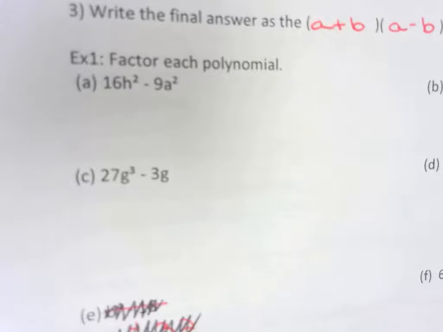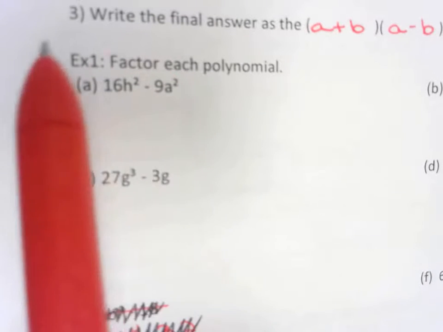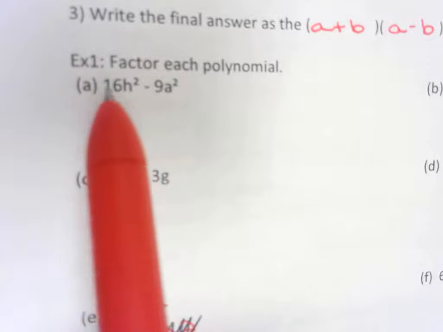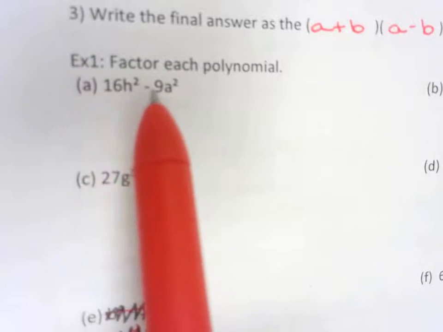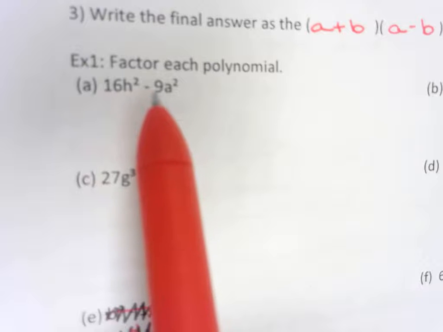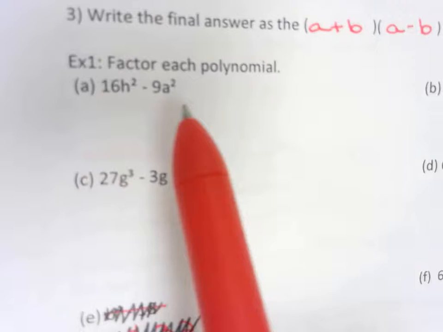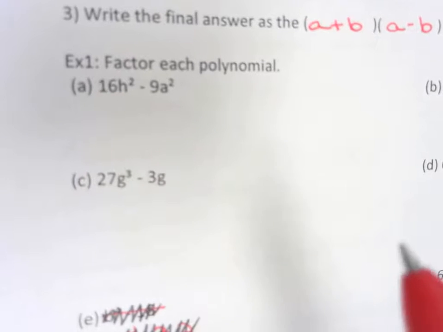The only way we're going to talk about in this class is how to factor. So if I have a binomial, the first thing I want to look for is a GCF. Do I have a GCF between 16h squared minus 9a squared? Do 16 and 9 have a GCF besides 1? No. Do these share variables? No. So there's no GCF.